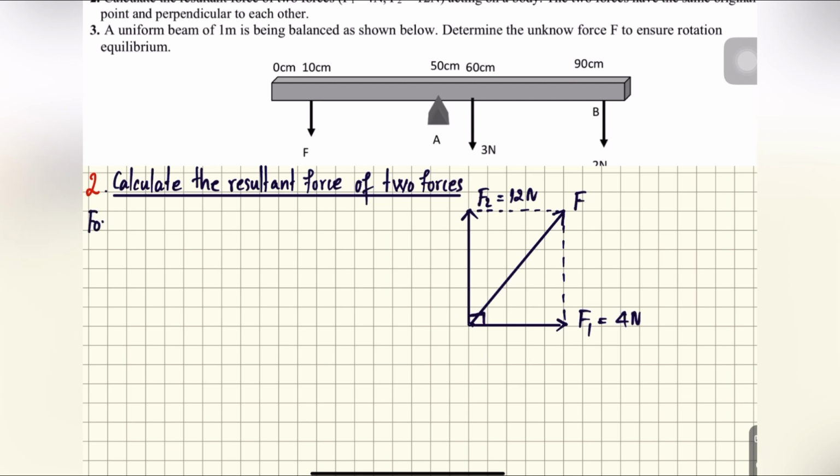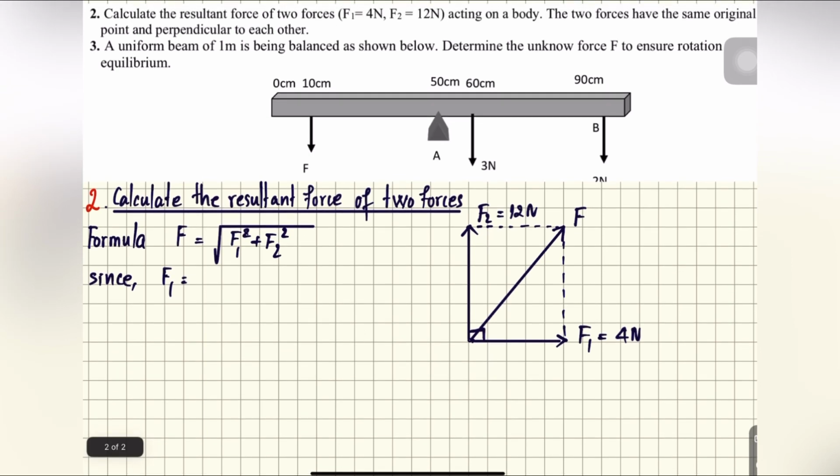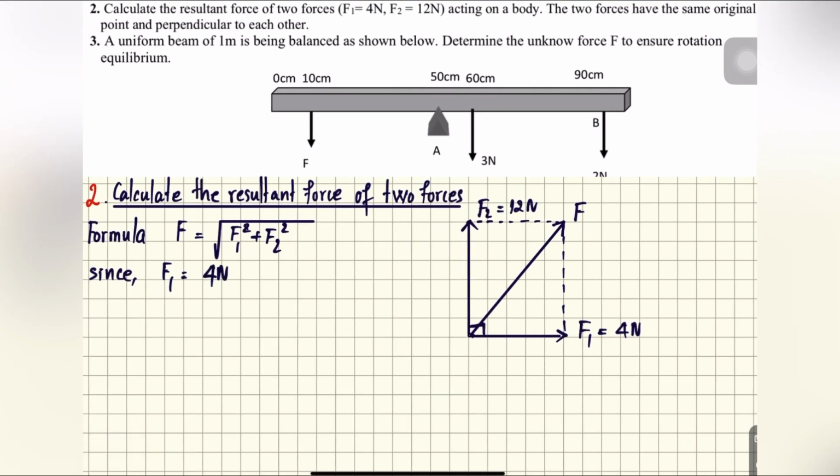So the equation that we're gonna use is F equals the square root of F1 squared plus F2 squared, since F1 equals how many newtons? 4 newtons. F2 equals 12 newtons.